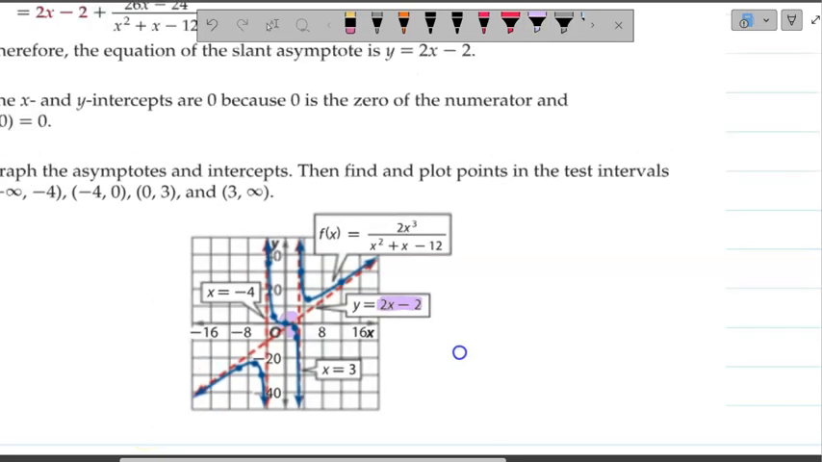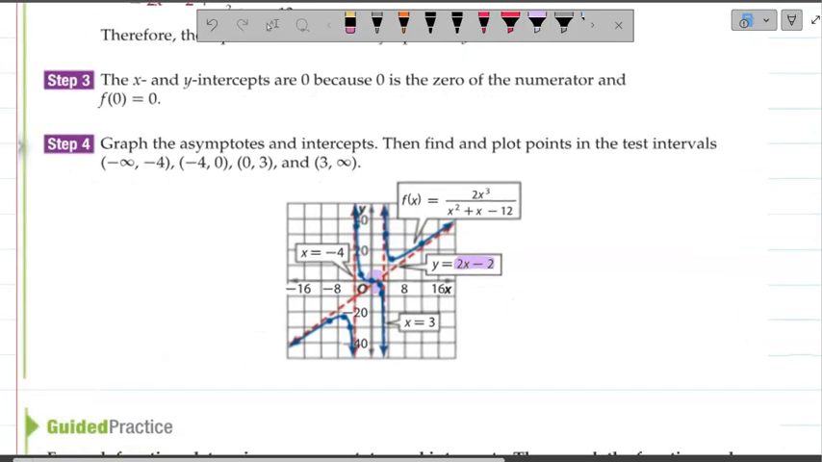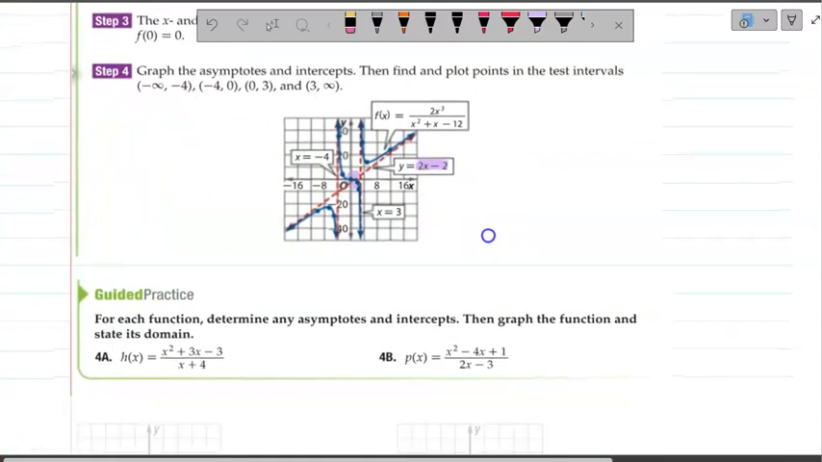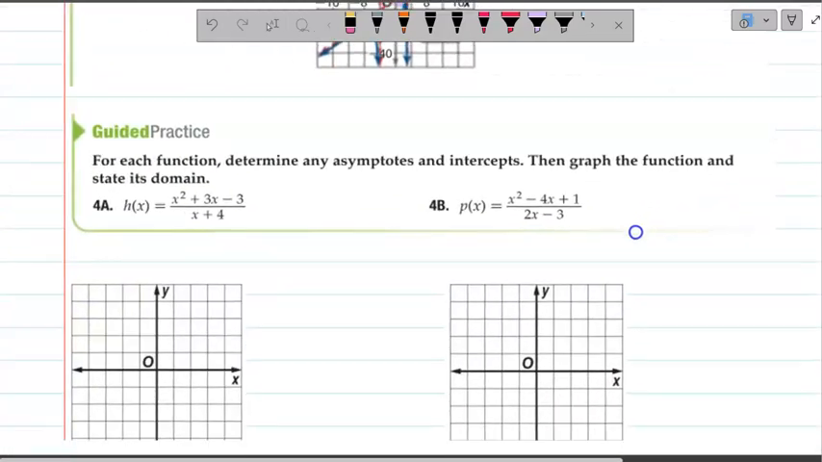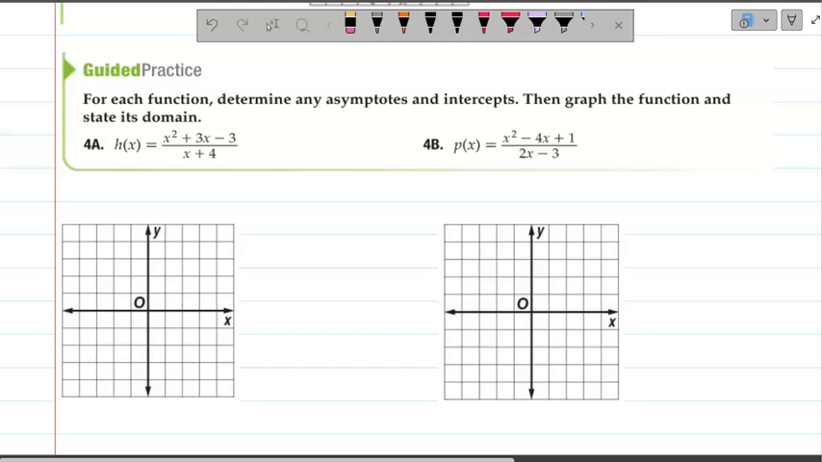It helps get those on as we approach positive and negative infinity. Okay, so on 4a and 4b, go ahead and try to divide to find the equation of that oblique asymptote and see how you do.